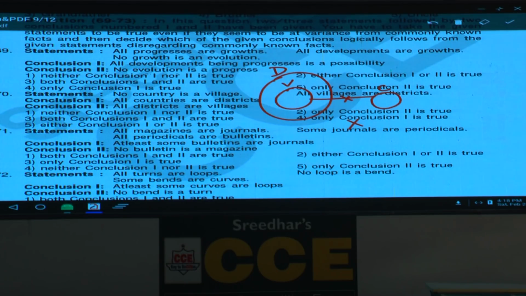And the second one, all districts are villages, that is also false. Hence neither one nor two follows. It is given in choice 1. Question number 70, choice 1 is the answer.